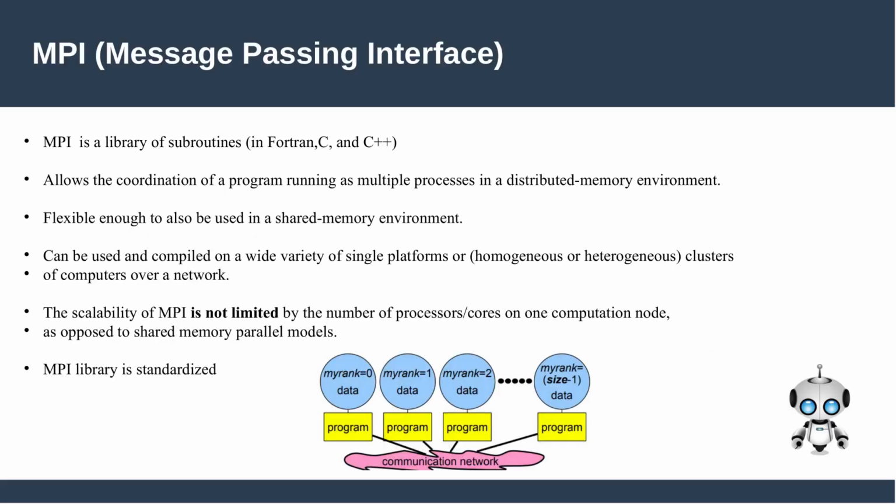MPI is a standardized library of subroutines available in Fortran, C, and C++. It enables coordination of programs across multiple processes in distributed memory environments and is flexible for shared memory use. MPI supports scalability beyond single-node processor limits and can be compiled on various platforms and clusters, whether homogeneous or heterogeneous.